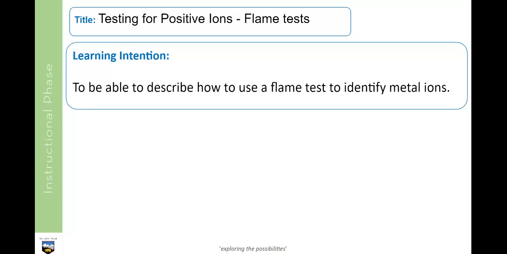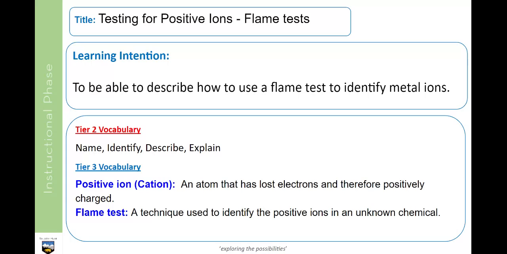The learning intention is to be able to identify metal ions. Now remember, back to our lesson on ions, metals always become positive ions. We will recap that in a moment. Keywords for today: a positive ion, sometimes referred to as a cation, is an atom that has lost electrons and therefore has become positively charged. A flame test is a technique used to identify the positive ions in an unknown chemical.